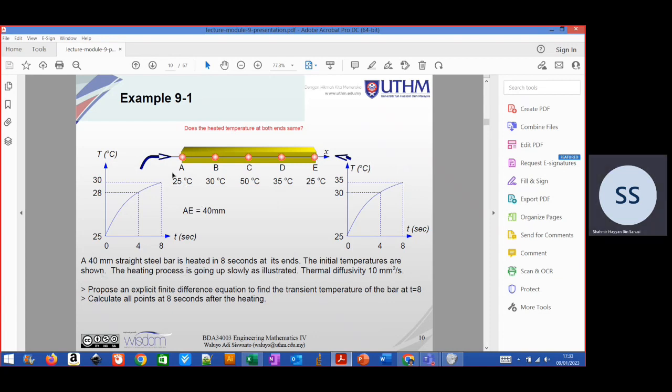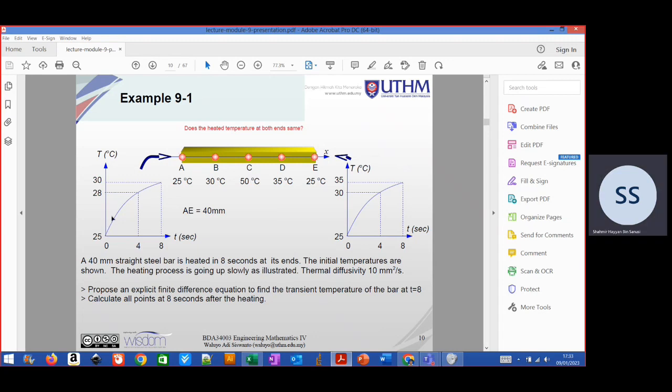So basically this is the initial temperature when T is equal to 0. For example, point A is 25, point B is 30, point C is 50, point D is 35, and point E is 25. The heating process is going up slowly as illustrated. So meaning that at 0 seconds, the temperature at point A is 25. At 4 seconds, the temperature at point A is 28. And at 8 seconds, the temperature at point A is 30.